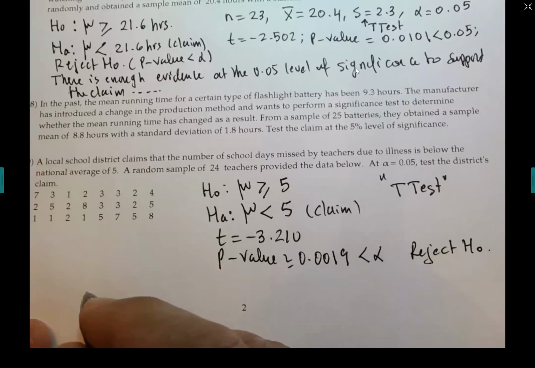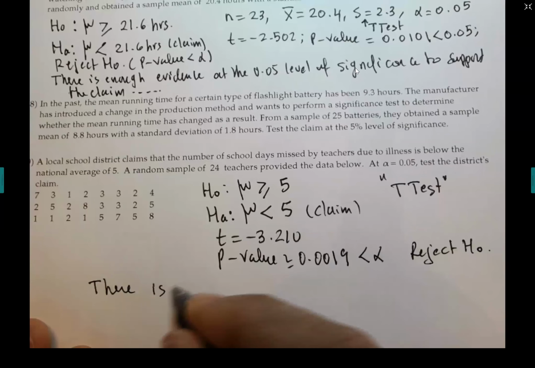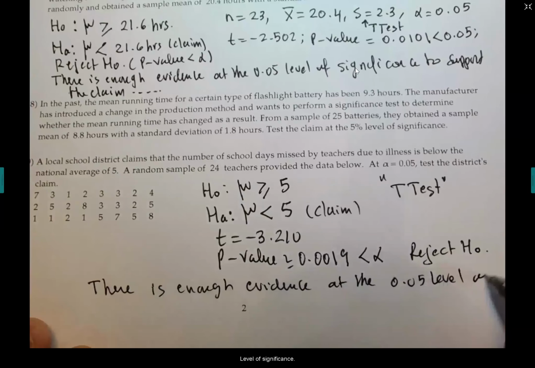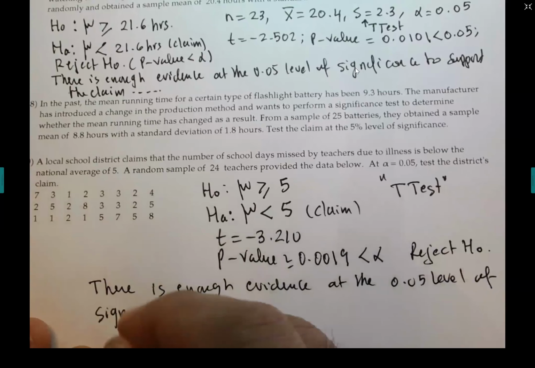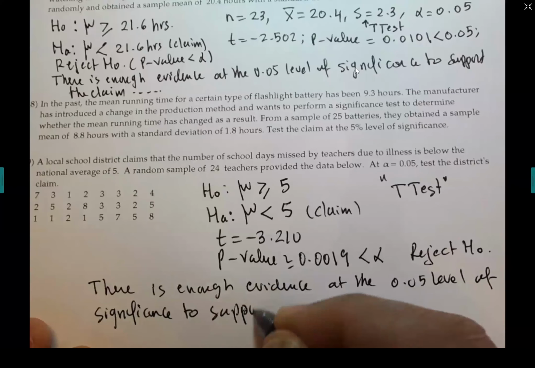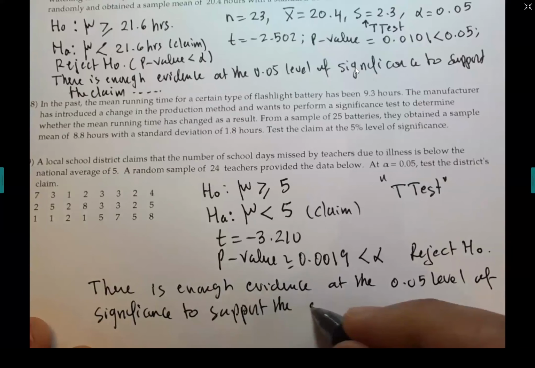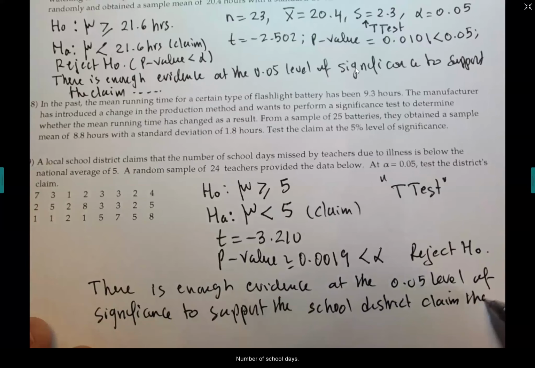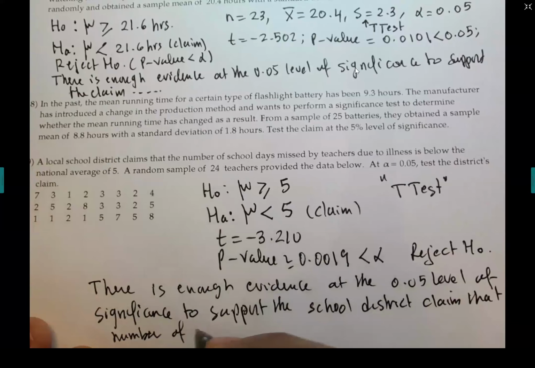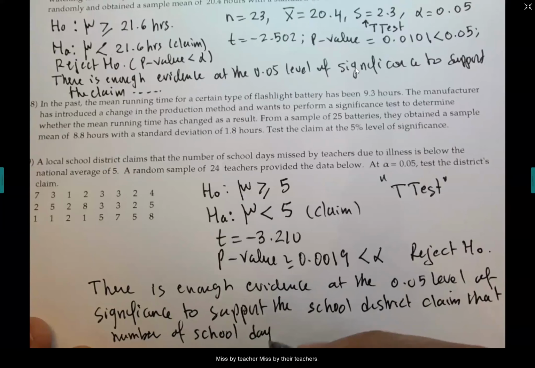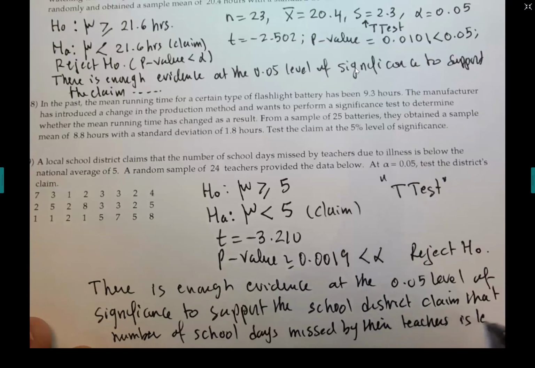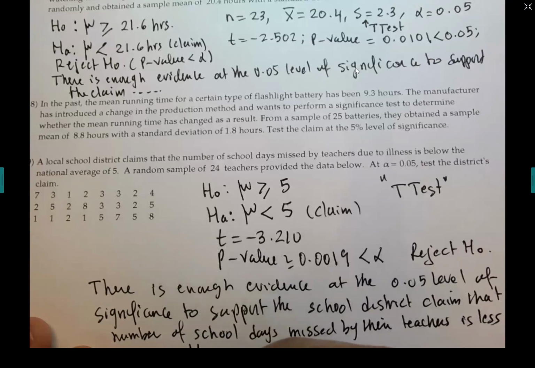And then you write, there is enough evidence at the 0.05 level of significance to support the school district's claim that the number of school days, it's an average, missed by their teachers is less than 5, or is below the national average. There you go.